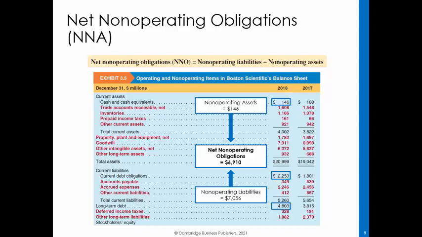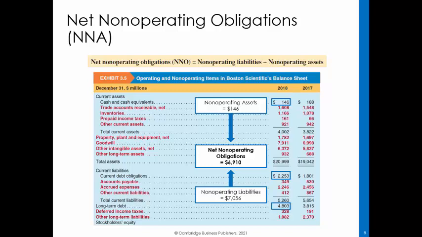Common non-operating assets include cash and cash equivalents, marketable securities, both current and non-current, discontinued or held for sale assets, and derivative assets. Net non-operating obligations is equal to the non-operating liabilities minus the non-operating assets. For most companies, net non-operating obligations is a positive amount, meaning that non-operating obligations are greater than non-operating assets.